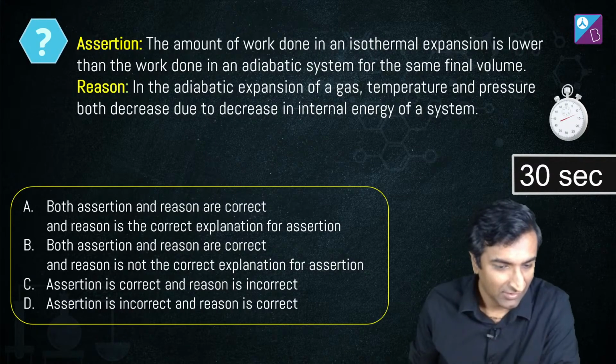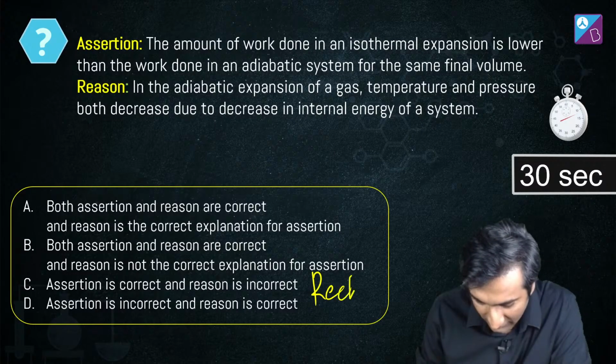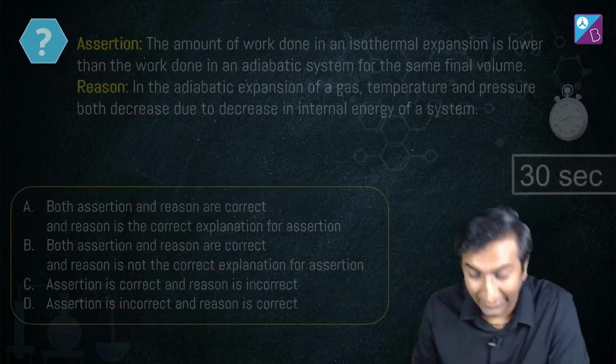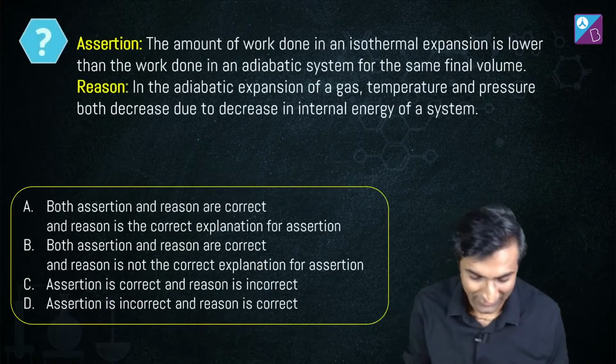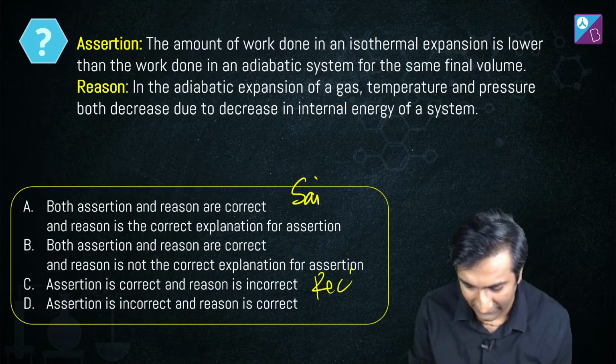Rec is saying C, Sai is saying A. Okay, Rec is going with C. I was going to write Rec over here. And Sai is going with A. I feel like this timer is not working. Oh, there you go. Timer just worked. What about the rest of you? Anybody else want to pipe in and give us their opinion?